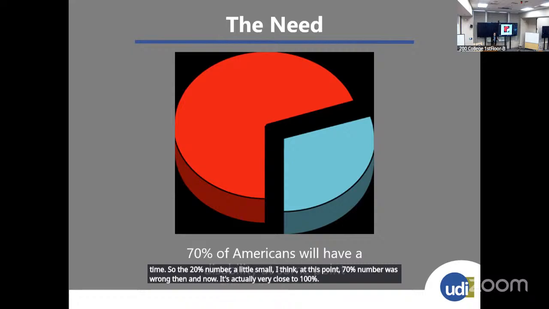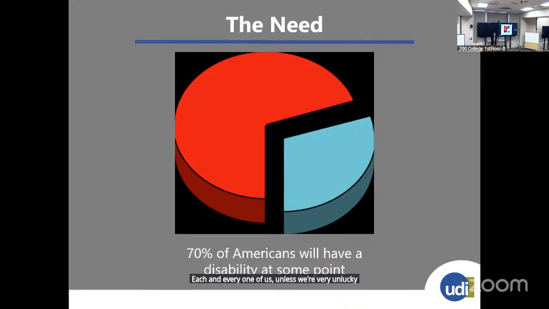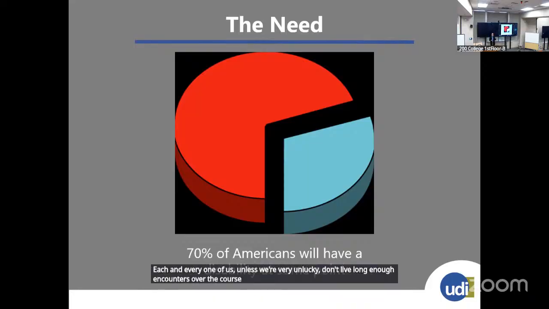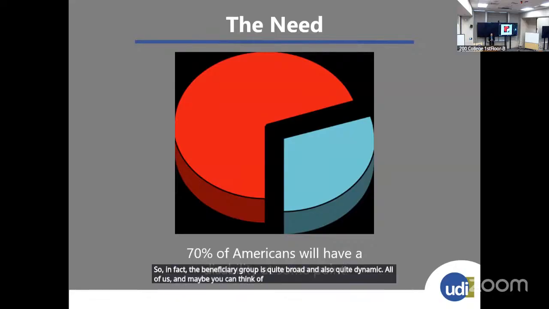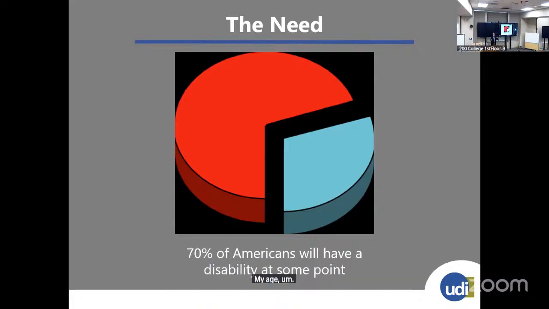Each and every one of us, unless we're very unlucky and don't live long enough, encounters over the course of our life, whether young, middle-aged, or older, something that causes us to interact with the environment in different ways. We acquire some kind of physical or mental impairment that affects our ability to use the environment. So in fact, the beneficiary group is quite broad and also quite dynamic. All of us, maybe you can think of examples in your own lives or your family's lives, move in and out of impairment at various points during our lives. Maybe it's a bad back, as happens to people my age, or various other things.